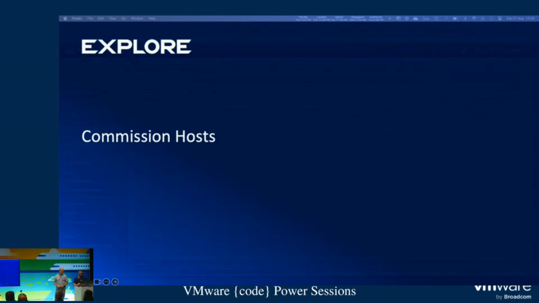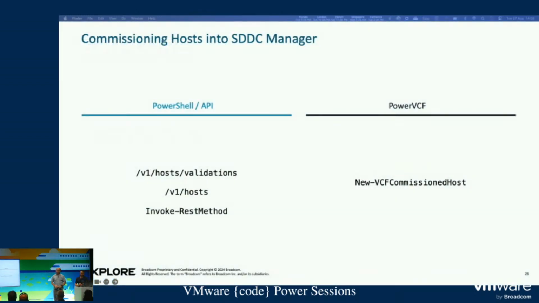Let's speed it up. Let's talk about commissioning hosts now. We touched on it a minute ago. Once you've deployed your initial bring up and you've got a management domain, you're going to want to run some workloads. So to do that, we need some hosts. Same kind of thing again. We're going to use some APIs. We've got the validations piece in here again. We want to validate the input that's coming through. We're then going to execute against the hosts. And we then have the new VCF commissioned host PowerShell command to take a look at.